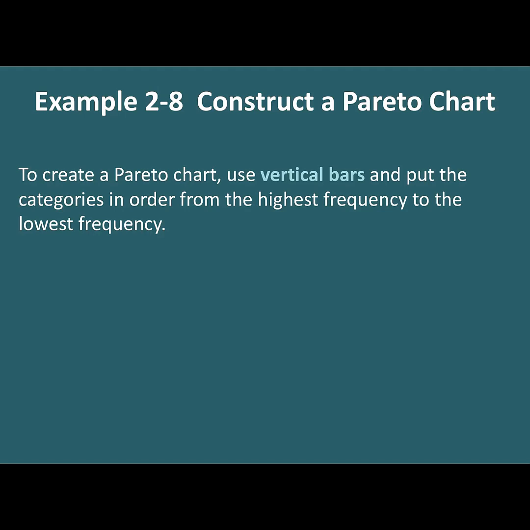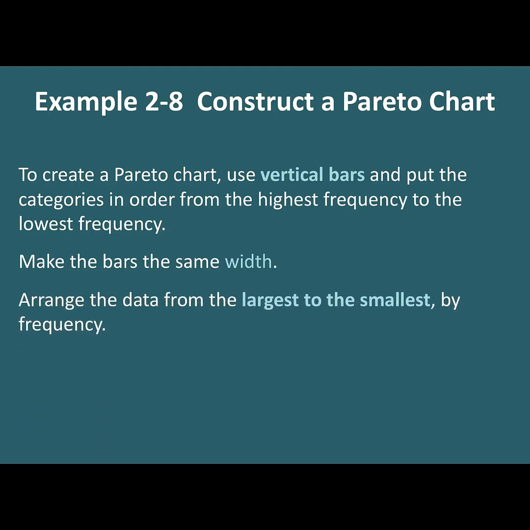To create a Pareto chart, use vertical bars and put the categories in order from highest frequency to the lowest frequency. Make the bars the same width. Arrange the data from largest to smallest by frequency. Be sure that the units used for the frequency scale are equal in size.